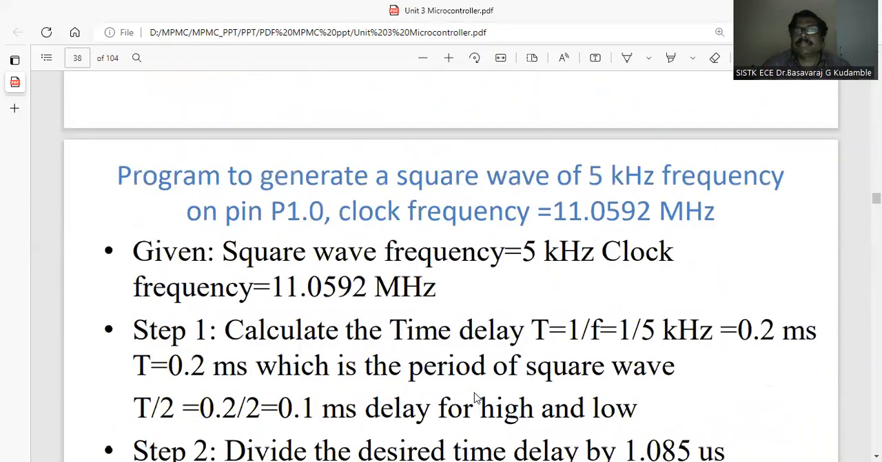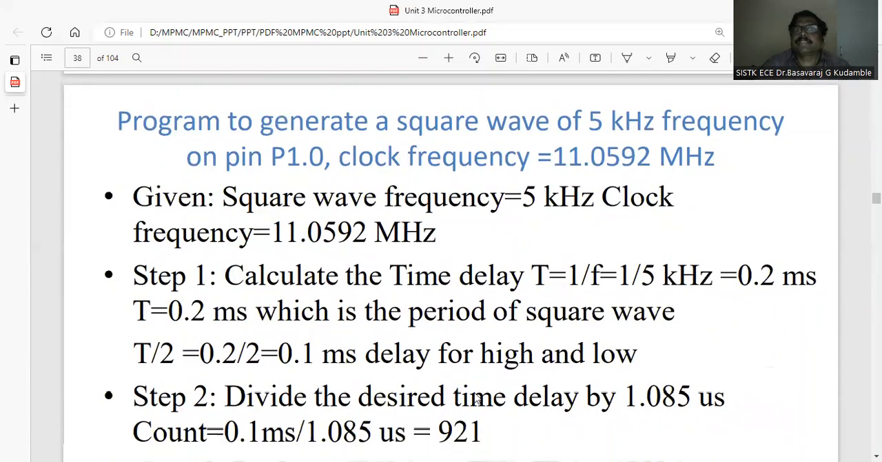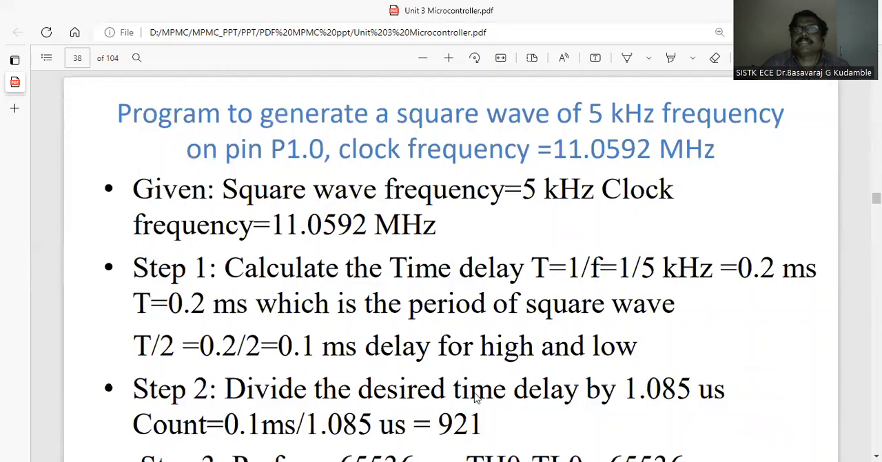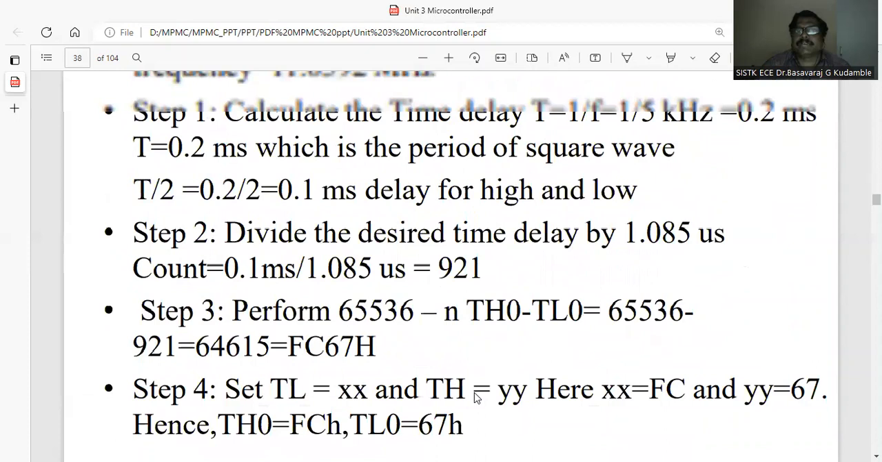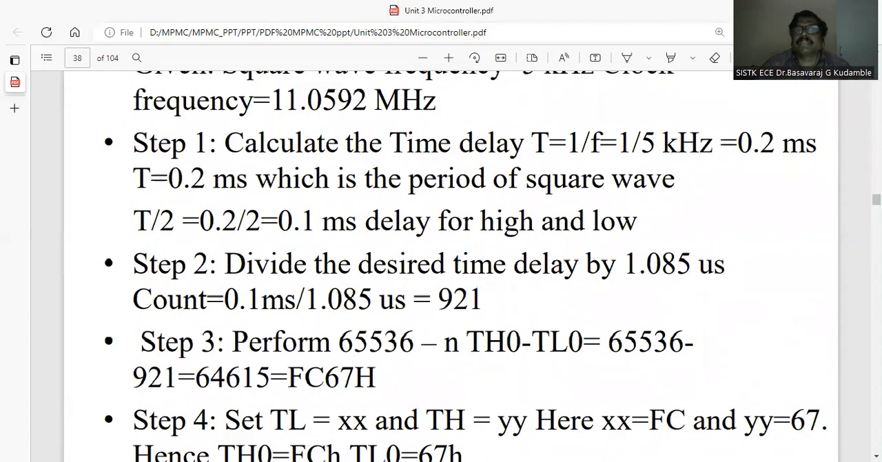Similarly, here for the given square wave generation of 5 kilohertz frequency on P1.0, the clock frequency has been given for the timer. So we need to generate it by using this formula. As we know, first you have to calculate the T on and T off period. It is a clock square wave, which means both will be the same. So 0.1 millisecond delay for high and low. So that is the delay. Like the previous case, where we required 10 millisecond, here it is 0.1 millisecond. So that is divided by this time, and we are going to get this value.